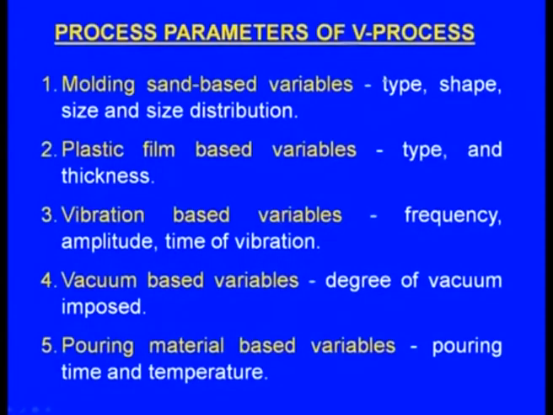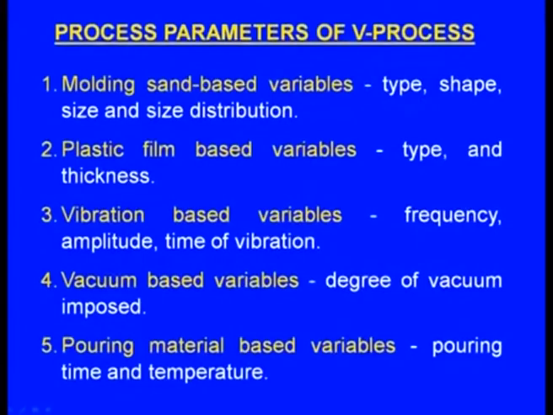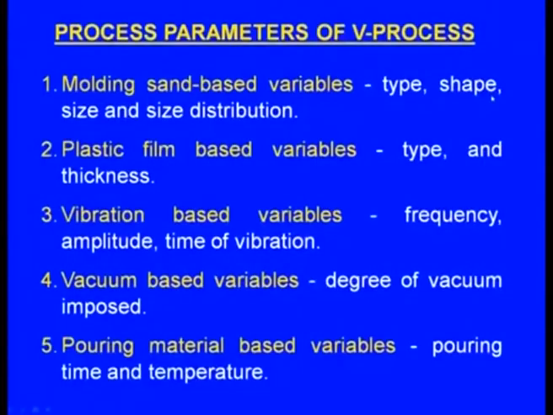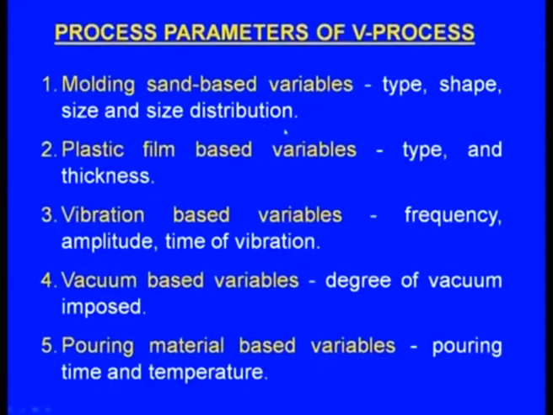Now, what are the process parameters of this vacuum sealed moulding, or the V process? Moulding sand based variables: type, shape, size and sand distribution. Type means there are different types of sands: silica sand, olivine sand, zircon sand. These are the types of sands. Next one is the shape. The common shapes are round, angular and subangular. These shapes also influence the moulding process. Next one, size and size distribution.